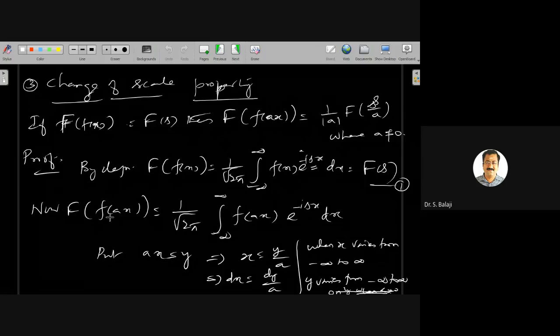We are going to put f(ax), that is equal to 1 by root of 2 pi integral from minus infinity to infinity f(ax) e^(-isx) dx. Now put the substitution ax equal to y, as usual. Then x equal to y by a, dx equal to dy by a.